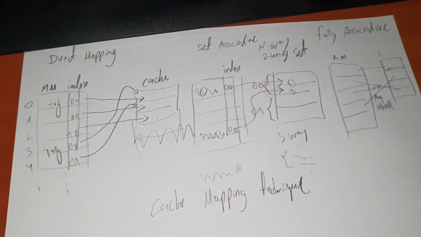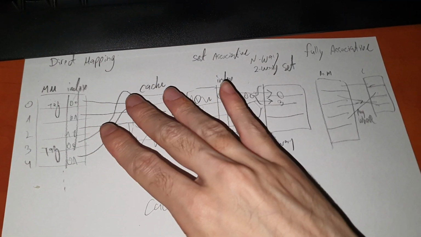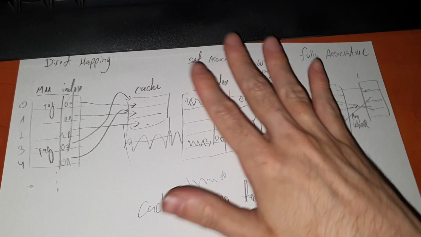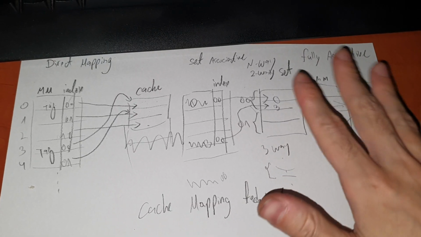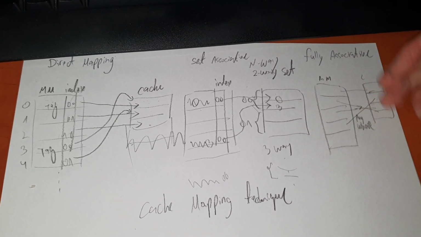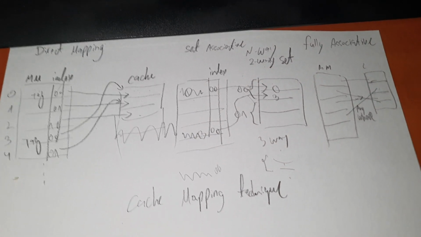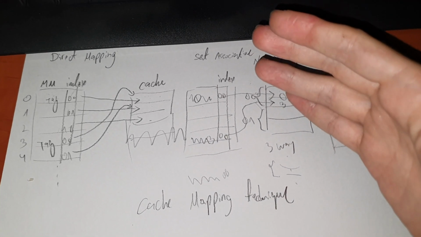Okay, so this was about the cache mapping techniques: direct mapping, very direct and harsh; set associative, combining direct and fully associative; and fully associative, where each block from memory can be anywhere in the cache, and the advantages and disadvantages of each of them. Thank you very much, and that's it.